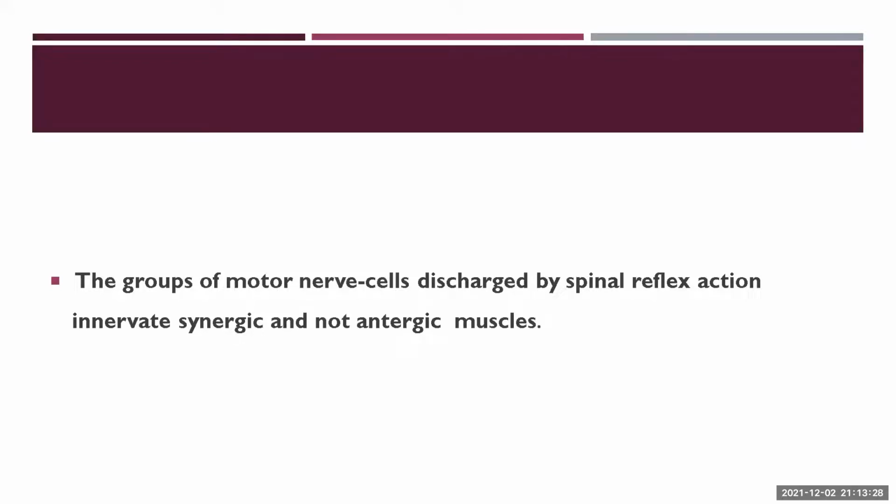Now, similar to that, the rule also says that the group of motor nerve cells discharged by the spinal reflex action innervates synergic muscles and not the antagonistic muscles. So he's mentioning the same thing, that the motor nerve cells will be stimulated and the reflex will be produced in the synergic muscles, that is mainly the flexor muscle group. So that is what this rule says.